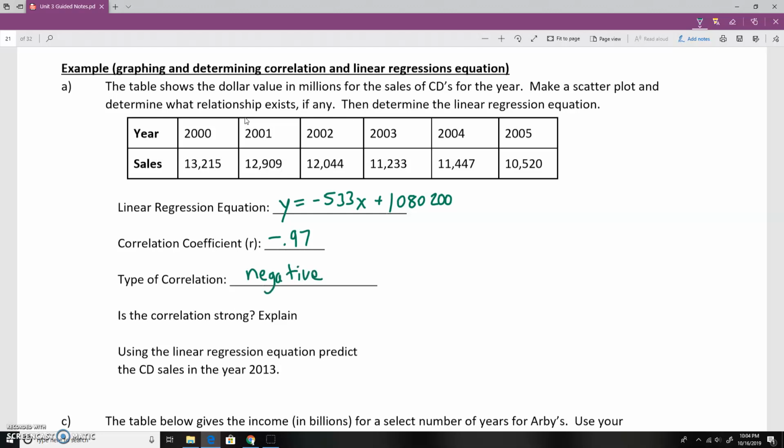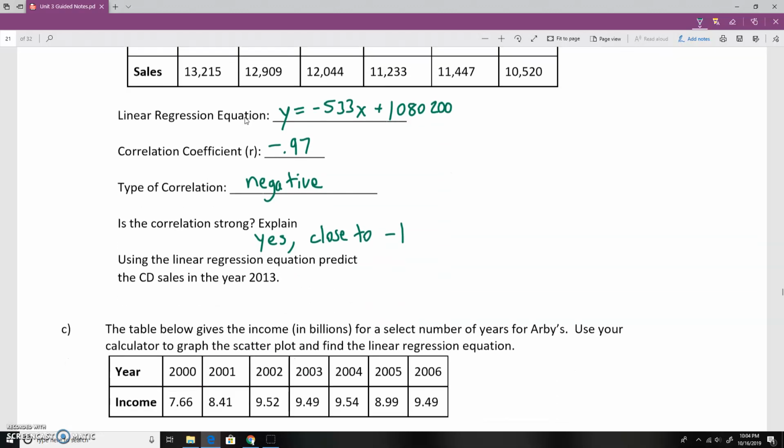Okay? Now the type of correlation here, well, I can see that this is a negative correlation. Is the correlation strong? I would say yes, because it's close to -1. Alright? Now if I wanted to use the equation to predict the sales in 2013, I've given you a couple different ways to do that. You could just trace the line on the graph. You can also just simply do Y equals, and then instead of X, we're going to plug in the value of the year we're looking for. In this case is 2013. And then we just calculate that out on our calculator to get our answer.